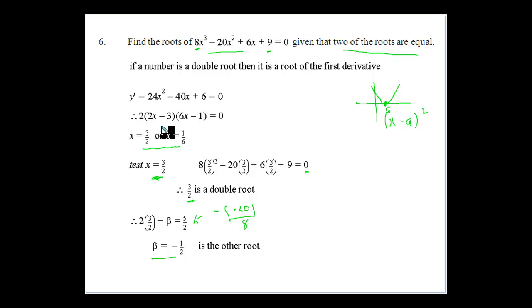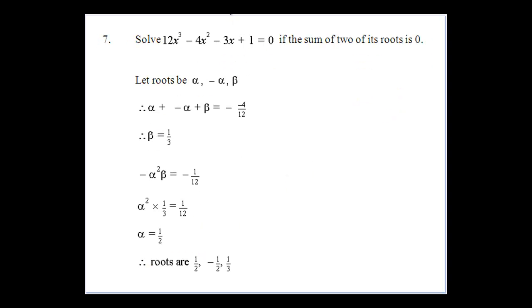Okay, but keep that in mind. If it's a double root, then at that root, which means our function would be equal to 0, we'll also get a turning point. So the first derivative would be equal to 0, so we're able to solve that way. So a nice little manipulation to be done.